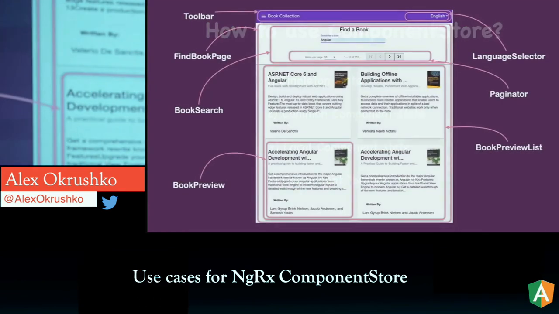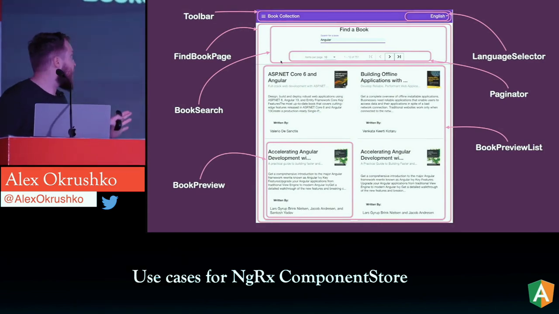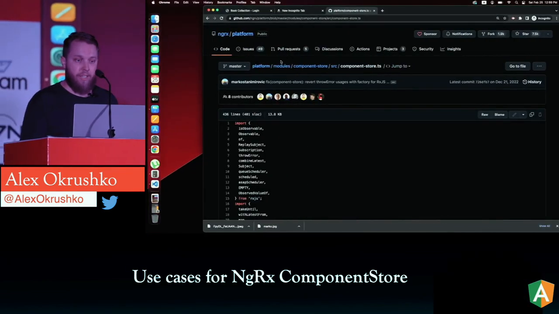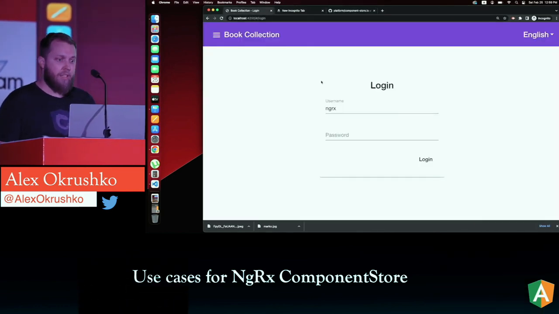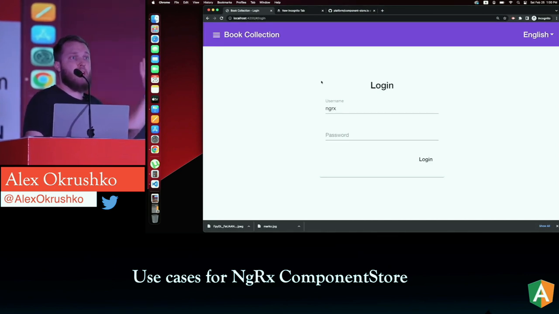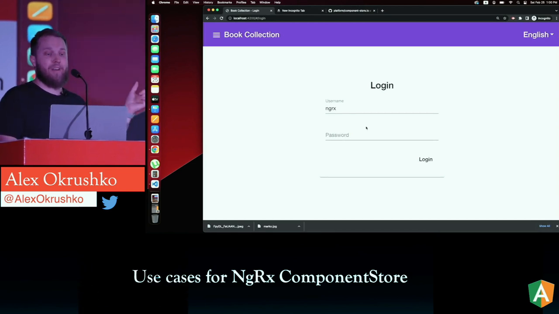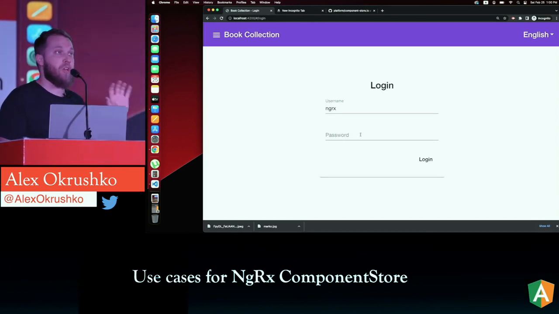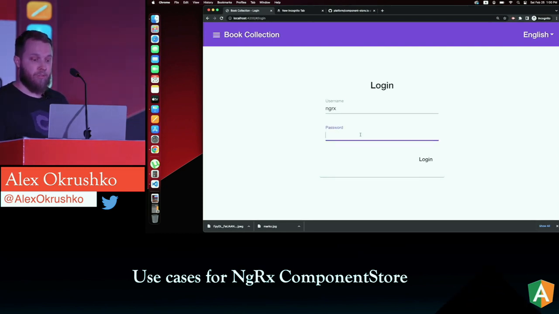And for that, I'll show you on the app. We'll see this piece of the app, but let me see it actually running. This is our book collection. It's actually an example app that's part of the NgRx repo, but I've done some modifications here to demonstrate all 4 use cases for ComponentStore.